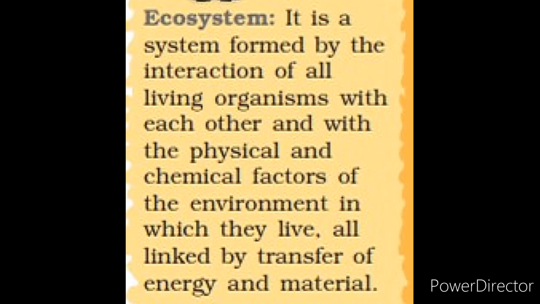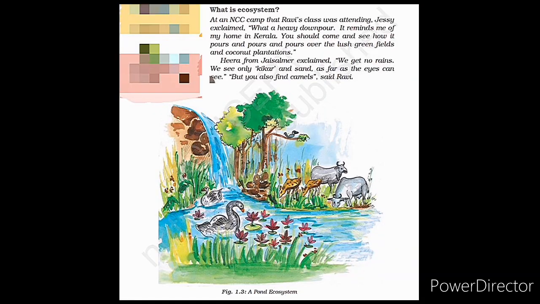So come to the next topic, ecosystem. What is ecosystem? Ecosystem is a system formed by the interaction of all living organisms with each other and with the physical and chemical factors of environment in which they live, all linked by transfer of energy and material. In short, the relation or interdependency between living organisms as well as the relation between the organisms and their surroundings form an ecosystem.